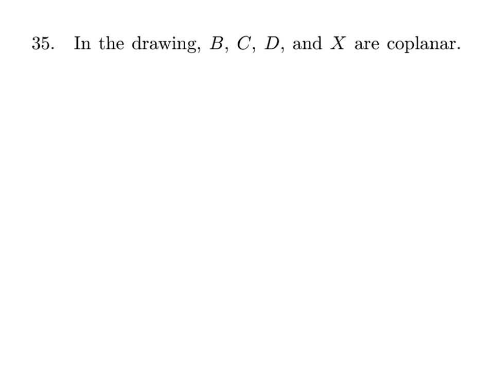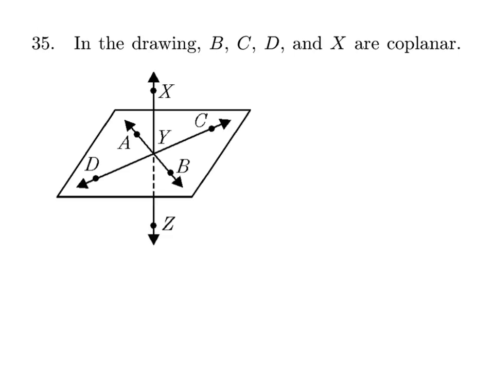In the drawing, B, C, D, and X are coplanar. In the previous example, we worked with 3 points. In this problem, we're working with 4. So 4 points are not always coplanar. Let's see what we have to work with here. We have B, C, D, and then we have X.